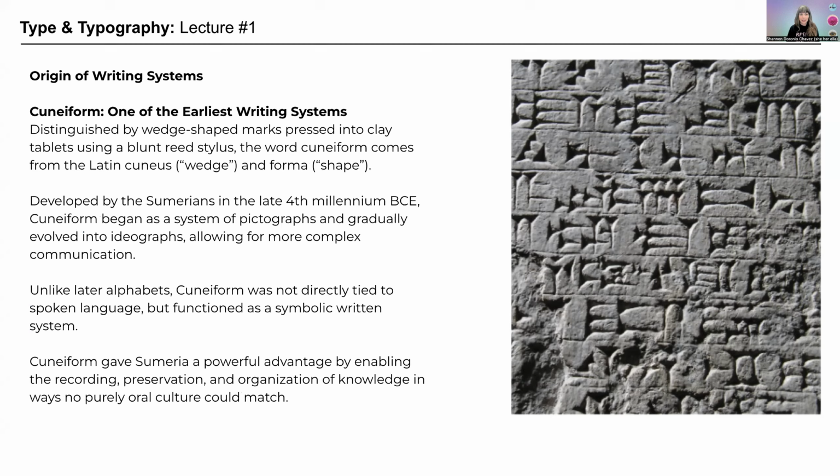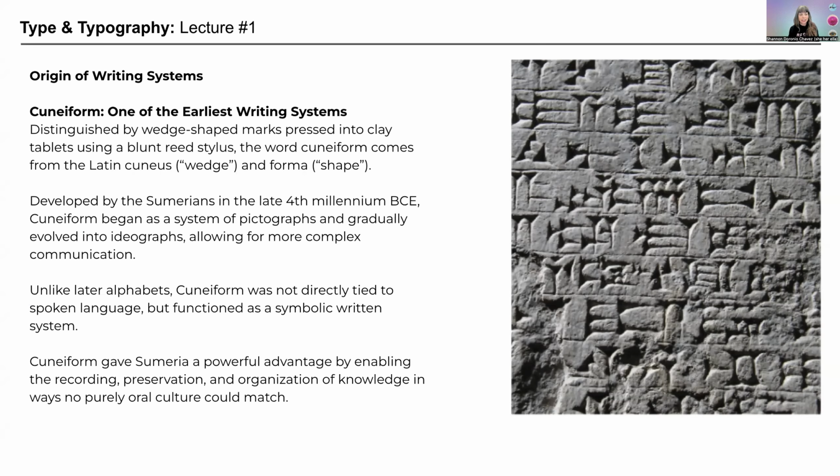All right, now let's start taking a look at the origin of writing systems. Cuneiform is one of the earliest writing systems, distinguished by wedge-shaped marks pressed into clay tablets using a blunt reed stylus. The word cuneiform comes from the Latin cunis, which means wedge, and forma, which means shape. Developed by the Sumerians in the late 4th millennium BCE, cuneiform began as a system of pictographs, little images, eventually evolved into ideographs, which is an image that represents an idea, which allowed for more complex communication.